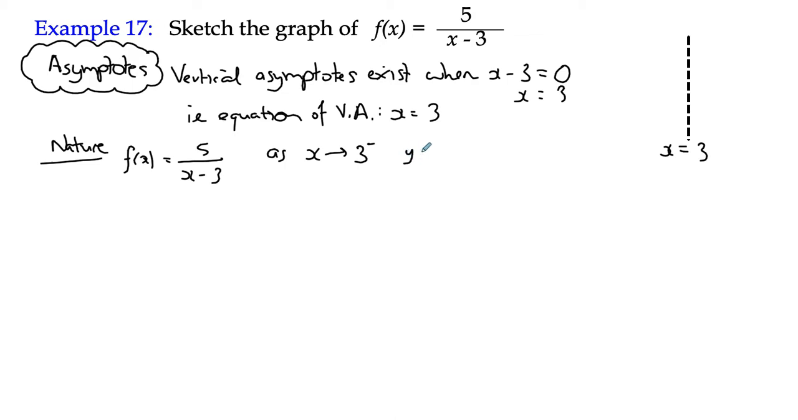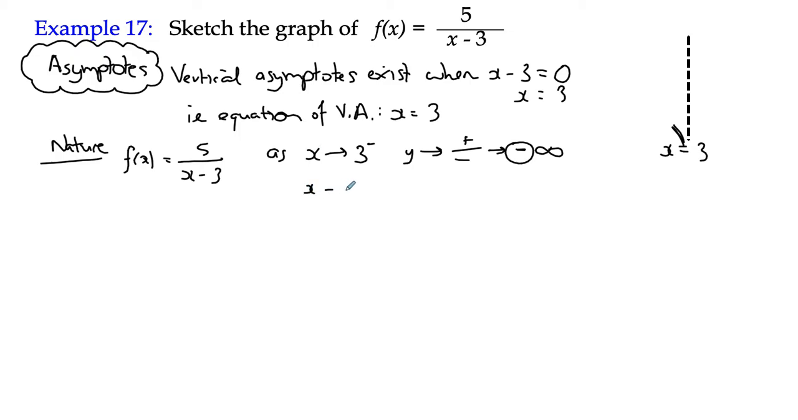Well, what would happen to the y coordinate? Is it positive or negative? Well, the numerator 5 is always positive, and just under 3, like 2.9 minus 3 is going to give me a negative value. So that tells me that the overall result, positive divided by negative, is going to give me a negative value. In other words, it's going to tend towards negative infinity. And that means to the left, when x is just less than 3, the curve is going to head down towards negative infinity.